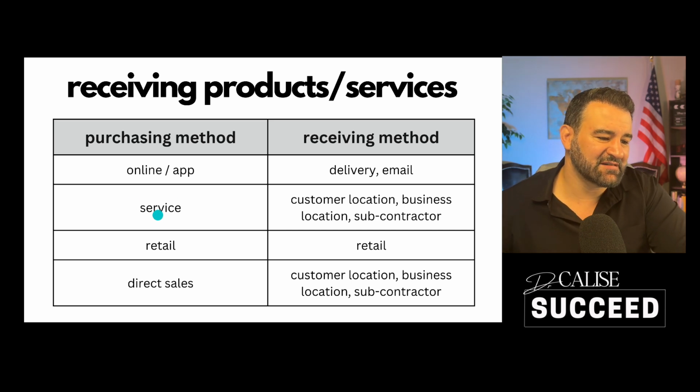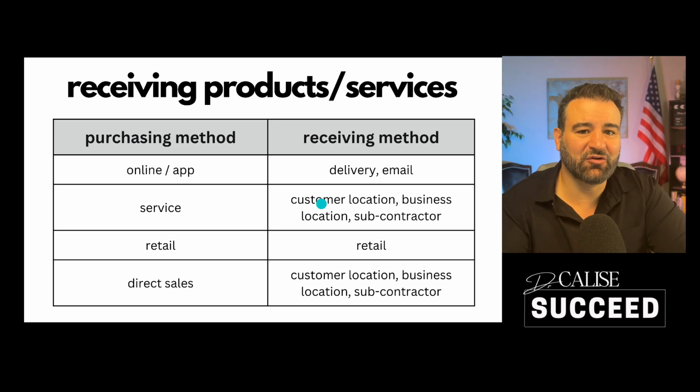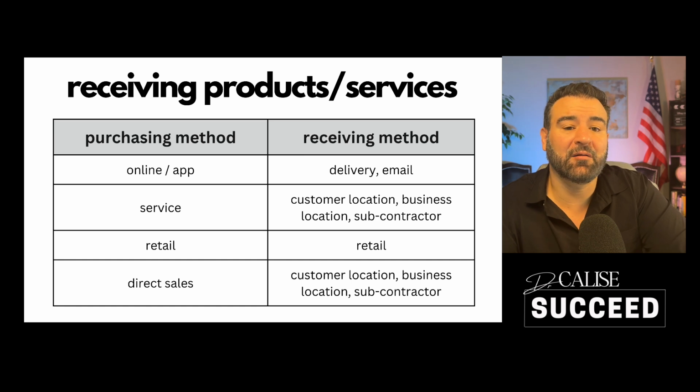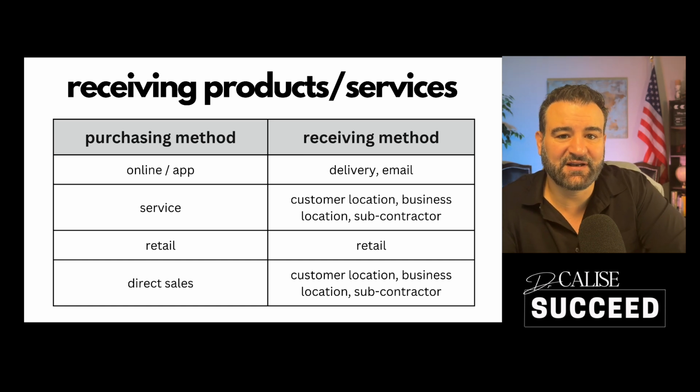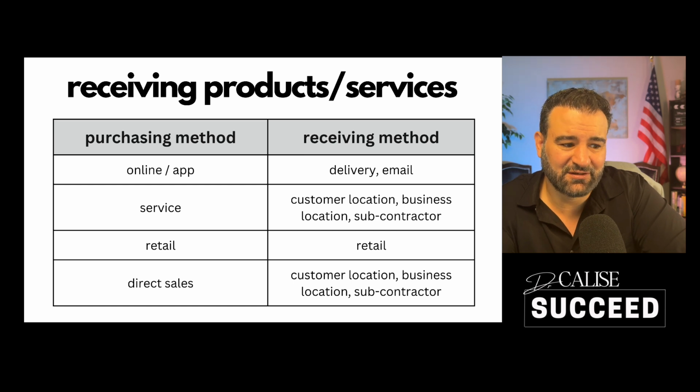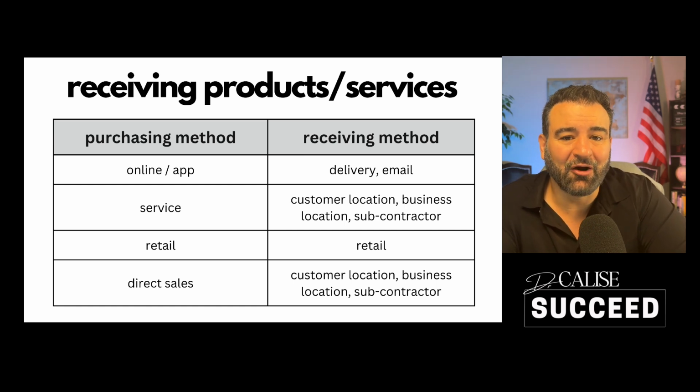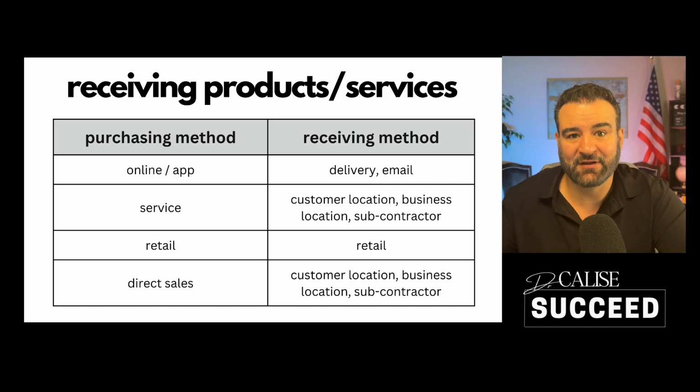If it's a service, like getting your hair cut, do they come to you or do you have to go to their location? If you're subcontracting it out, if you hire an electrician and the electrician subs it out, is the sub coming to you? How exactly does that work? Retail, you're probably buying it and receiving it at that time. So if I buy a cup at Walmart, I have the cup already with me.